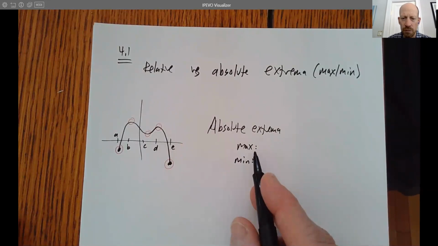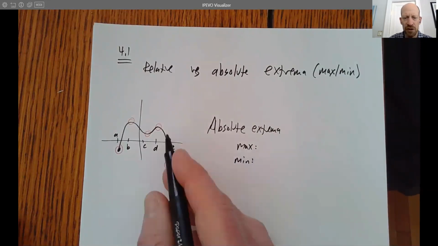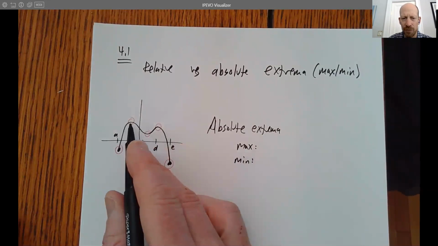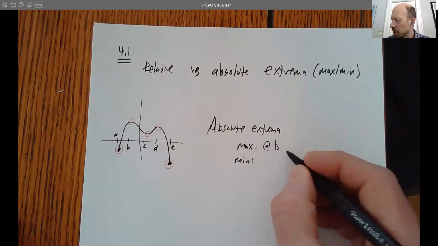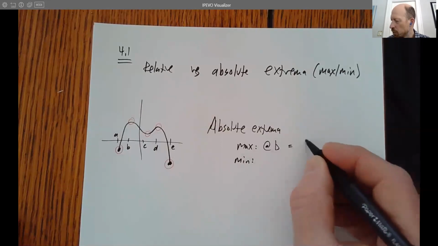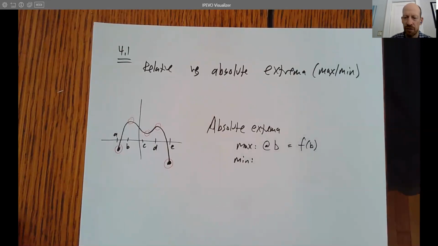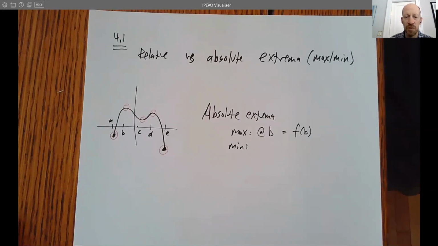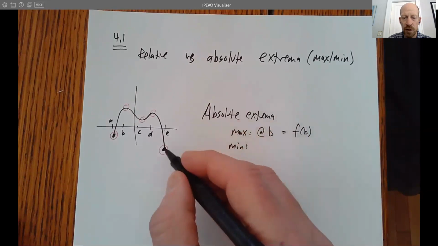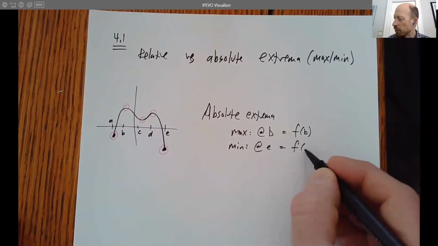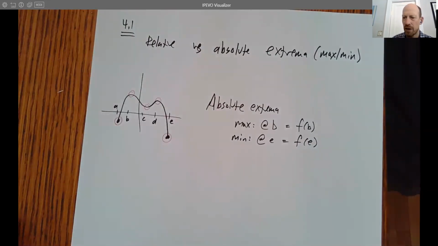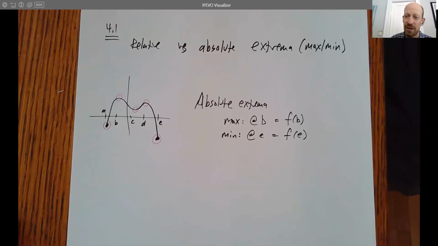So, you know, I don't think we need complicated definitions here. It looks to me like the absolute max occurs right there at B. So the absolute max is at B, and it's equal then to f of B, right? The function value at B. The minimum here occurs at E, and it would be equal there, right, to f of E. So in absolute extrema, the rule is if it's going to be the max, it's got to be bigger than or equal to any other value.